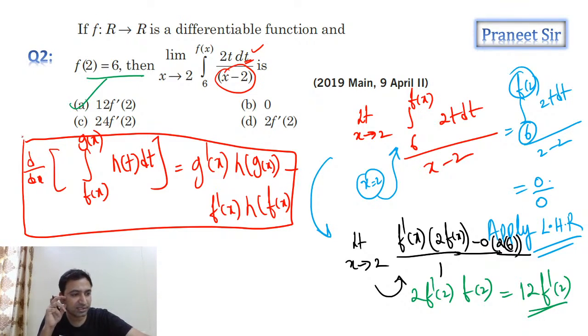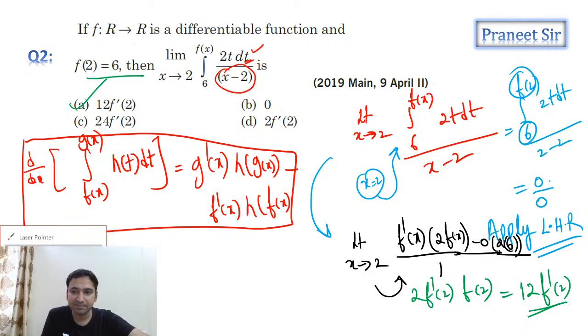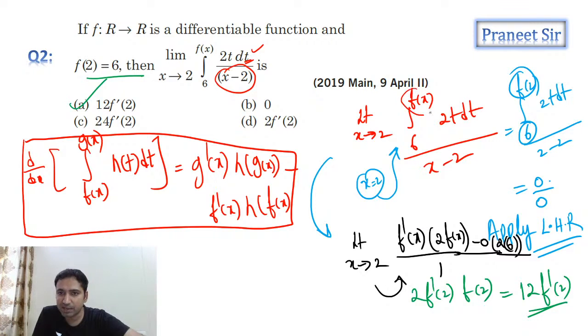This is Leibniz rule, guys. Clear? Right. So by using this Leibniz rule, we calculated the differentiation of this. Upper limit differentiation is f dash x into, in place of t we substituted the upper limit, minus lower limit differentiation, which is 0, into, in place of t substitute the lower limit.